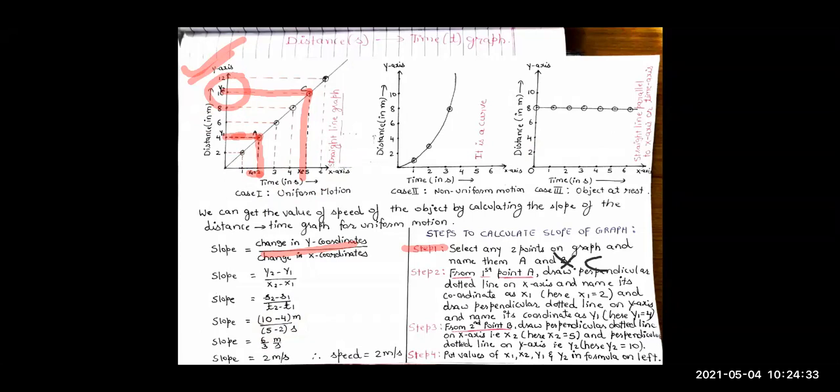So your slope, that is 2, is nothing but the speed. You can check the unit. Speed is 2 meters per second. So this is the method by which you can calculate the slope and get the value of speed from the distance time graph.